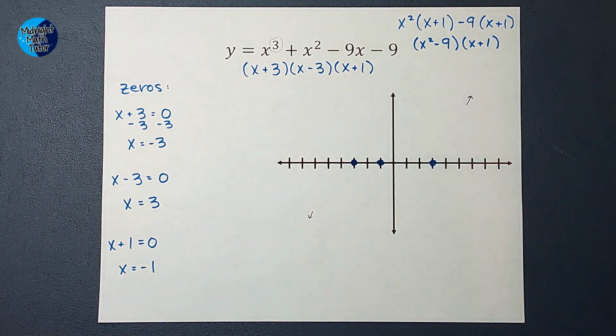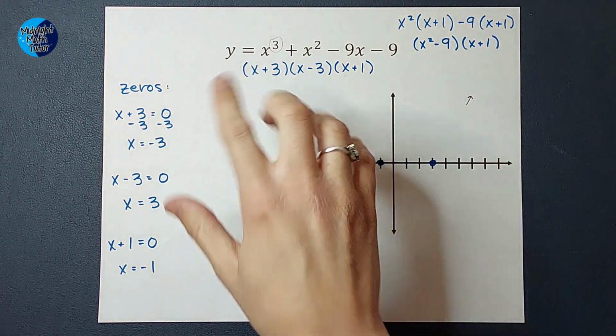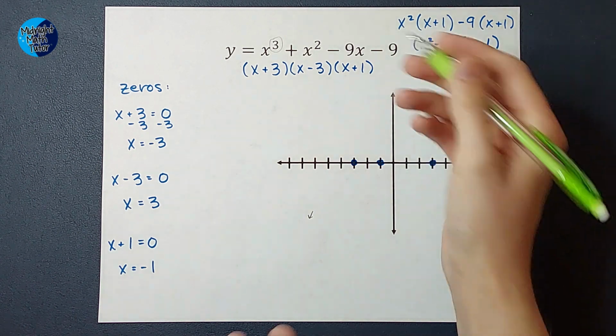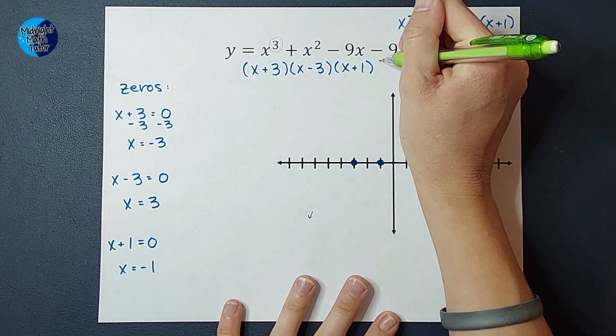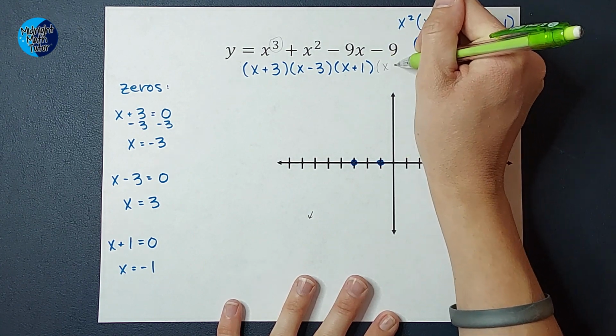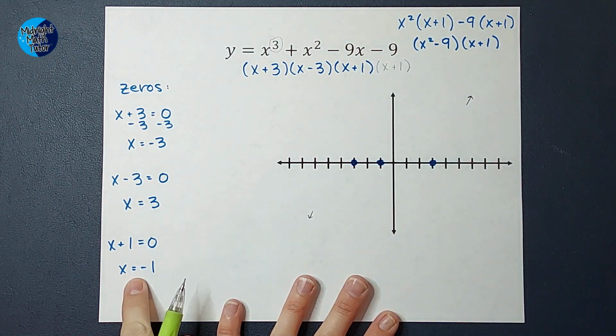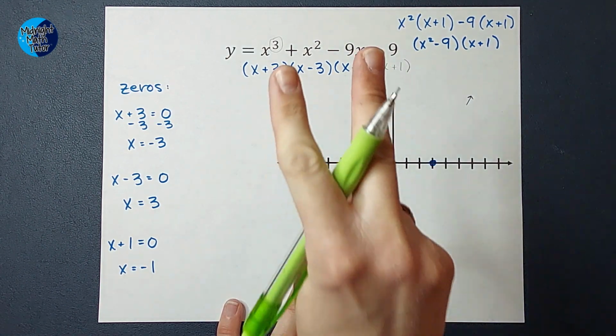Step 3 is to look at multiplicities, okay? That is if there's more than one parenthesis that is the same, okay? So in this case, all of my zeros have a multiplicity of 1, okay? If I were to have, again, I'm going to use pencil again because this is just a what if, another x plus 1 here, then this 0, the -1, would have a multiplicity of 2.